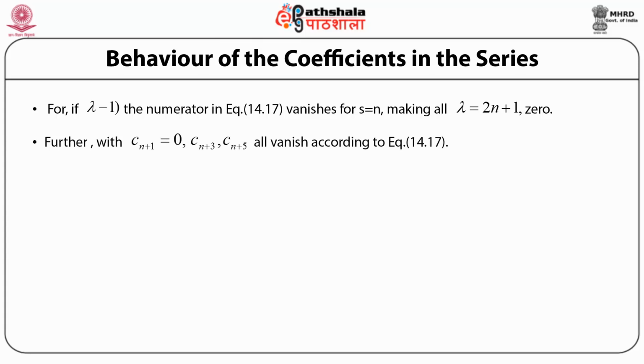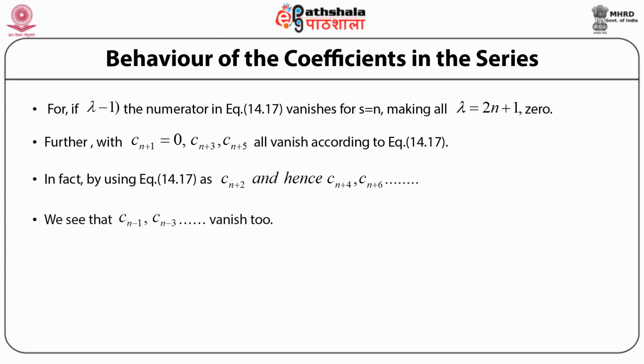Further, with cn plus 1 equal to 0, cn plus 3, cn plus 5 all vanish according to equation 17. In fact, by using equation 17 as Cs minus 2 divided by Cs is equal to S into S minus 1 divided by 2s minus 2n minus 4, we see that cn minus 1, cn minus 3, and the further terms also vanish.